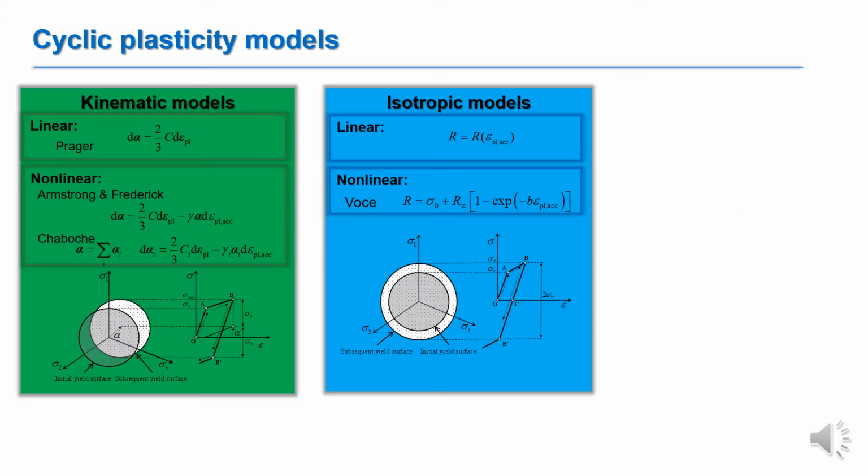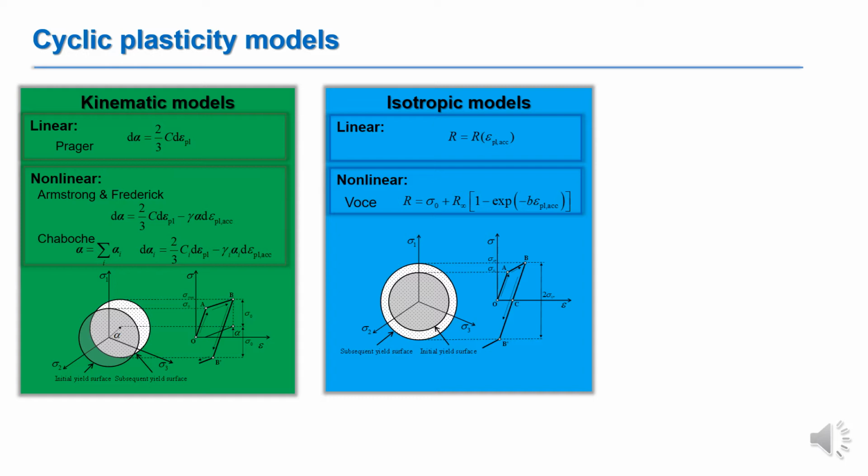Over the last few decades, several plasticity theories have been developed with the aim to replicate more precisely the material behavior observed during experimental testing. We can distinguish kinematic and isotropic models. Kinematic models assume that the yield surface translates in the stress space while maintaining a constant size. Here are presented only some of the material models, while in the literature we can find many more.